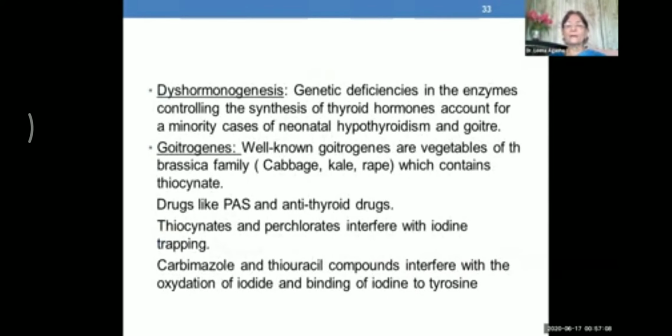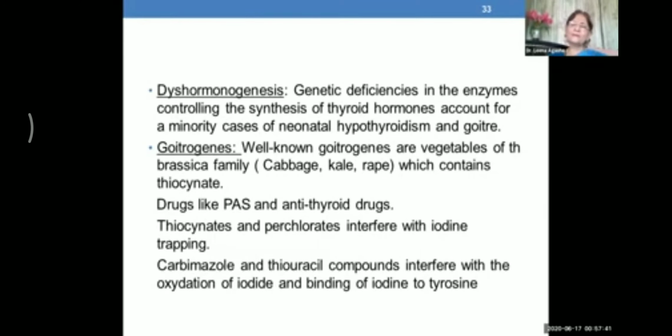Dyshormonogenesis. Here, the genetic deficiencies in the enzymes controlling the synthesis of thyroid hormones account for a minority of cases of neonatal hypothyroidism and goiter. It means there are various other enzymes which are required for the synthesis of the thyroid hormones, and if there are deficiencies of those enzymes, naturally they will result in the deficiency of thyroid hormones secreted by the thyroid gland.